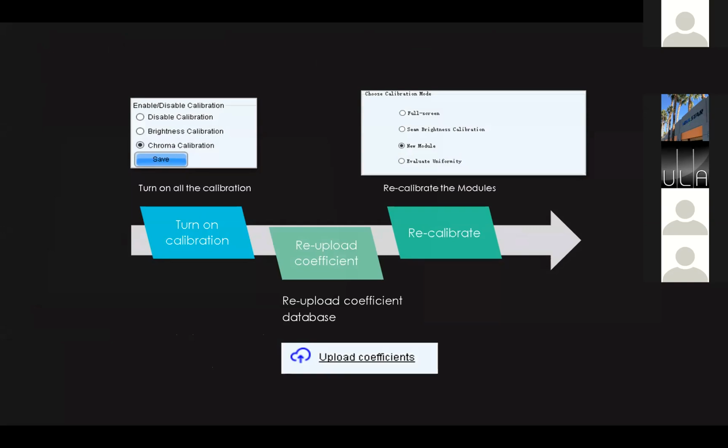So what we need to try is first to turn on all the calibration, and if that does not work, maybe we need to re-upload the coefficient database. If you don't have the database, then you need to recalibrate it all the way with a camera or with NovaLCT and the adjust coefficient function.